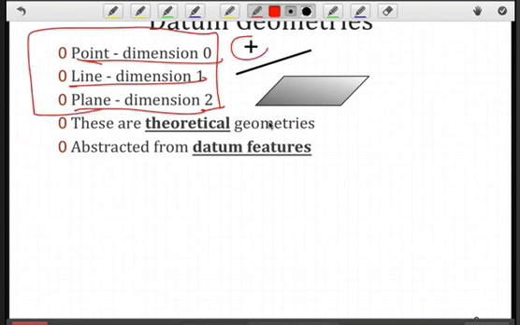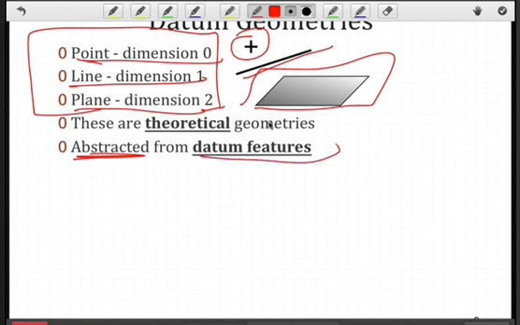And that means we have a point in space, some line in space, or a plane. These will somehow be derived from part features. And the way we do that is we abstract them from datum features. So we need to find the datum features in our design spec and know where our point, line, and planes are. Because again, these are theoretical, and we're going to have to use them when we do things like inspection or setup of our parts and other types of operations.